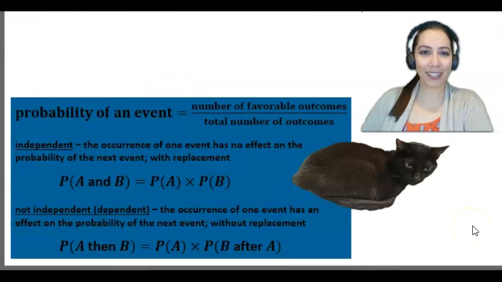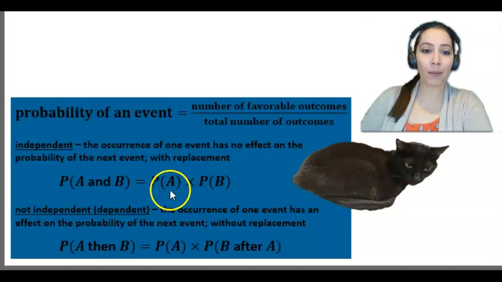Chloe is here with her latest tips and tricks. If you're trying to find the probability of an event, she wants you to know that you take the number of favorable outcomes and you divide it by the total number of outcomes. If you have an independent event, the occurrence of one event has no effect on the probability of the next event. It's with replacement. So you'll take the probability of A and B equals the probability of A times the probability of B.